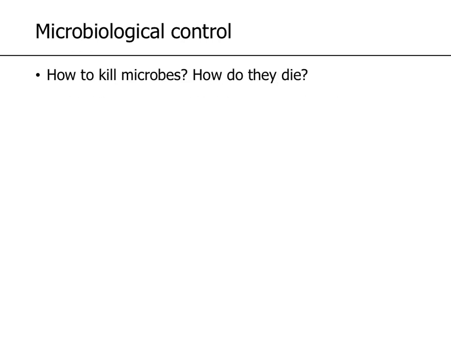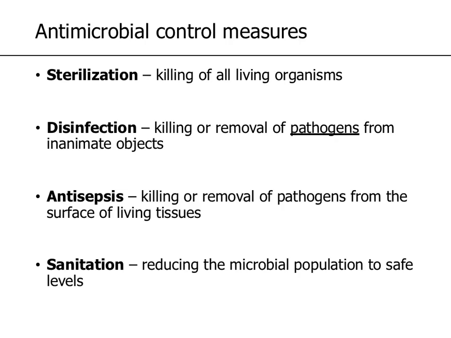All right, so we've been talking about how microbes actually grow in all these situations, but how do they die? How can we actually kill them? This is just some terminology, and they have these fine differences between them. Essentially, sterilization is when you kill everything, okay? Some of these other ones, like disinfection, is only killing or removal of pathogens from inanimate objects. The term pathogens is what matters for disinfection.